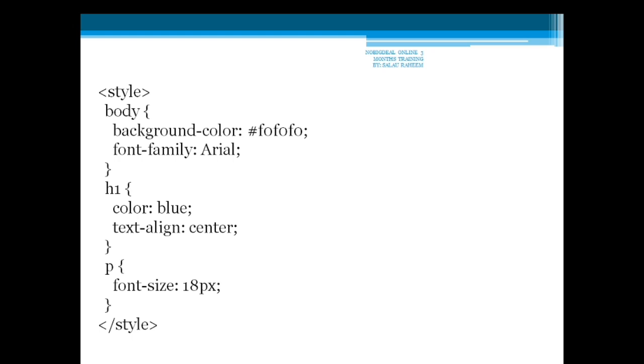Among the selectors, we have the element selectors. Element selectors are tags in HTML. Like body is a tag in HTML, but it's an element selector in CSS. Then we have another selector, that is the class selector, whereby you'll be using dots.